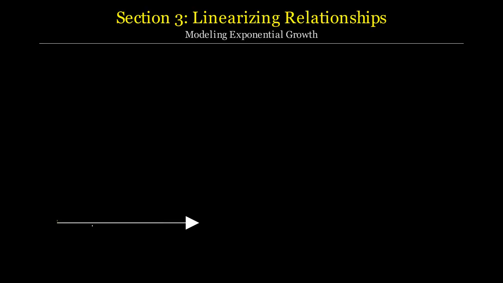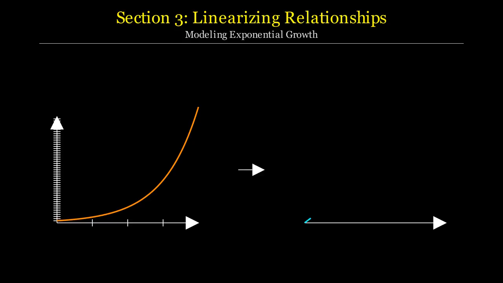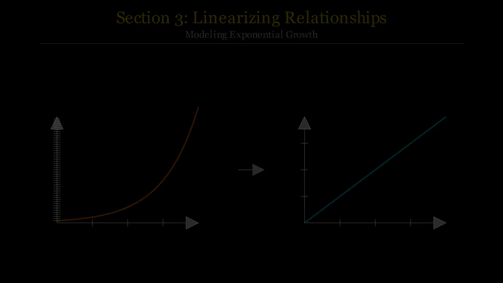Section 3. Linearizing relationships. Many relationships in nature and economics are exponential. If you plot the growth of a virus or compound interest, you get a steep curve that is hard to model with a straight line. By taking the log of the dependent variable, we turn that curve into a straight line, making it much easier to analyze using standard linear regression techniques.